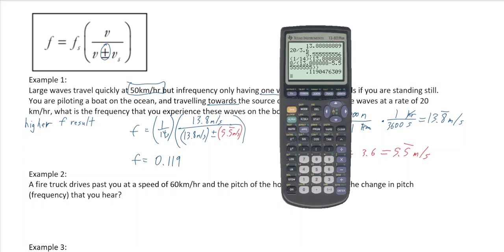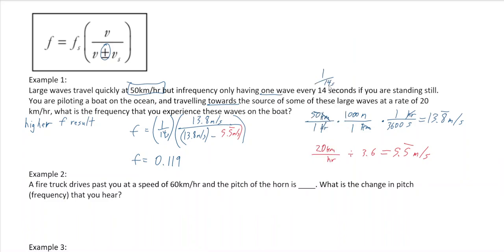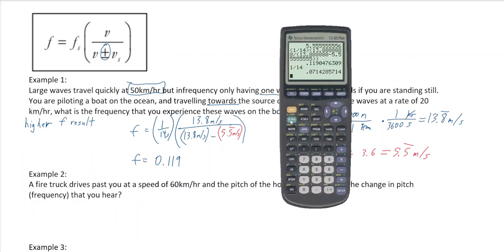0.119. Now, actually, that's kind of hard to tell if that is faster or not, but originally it was 1 every 14, which means that it is faster. It's a higher frequency. So subtracting was the right way to go. So I can get rid of that, plus or minus. Subtracting was the correct direction.